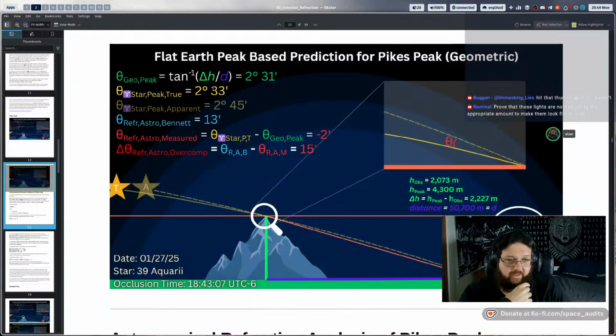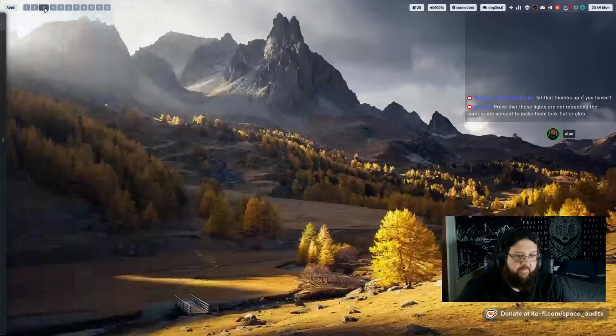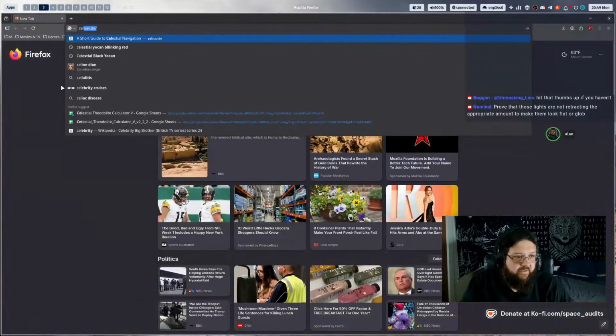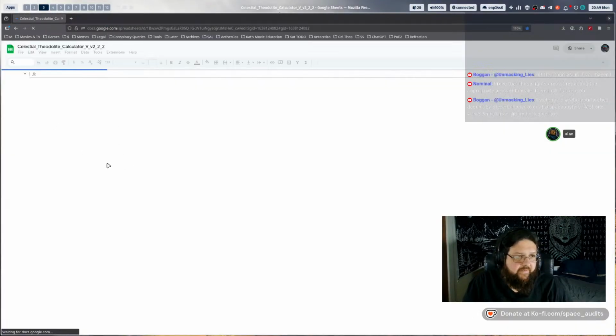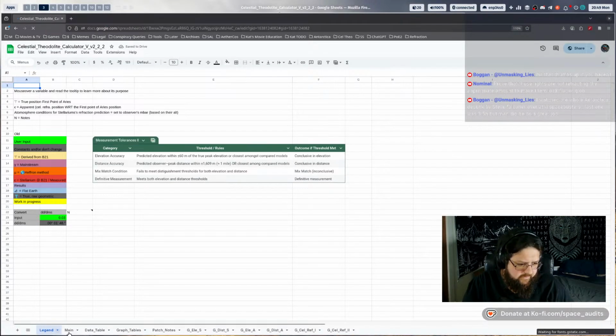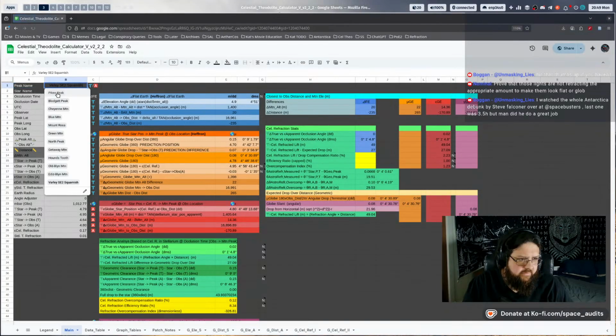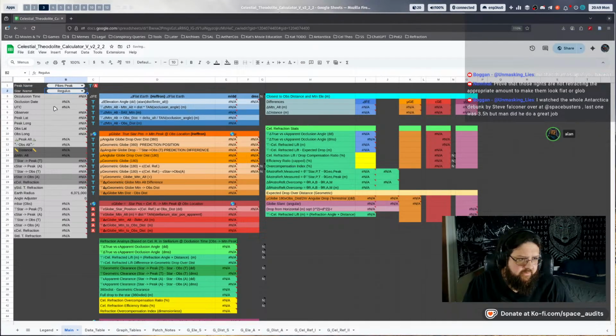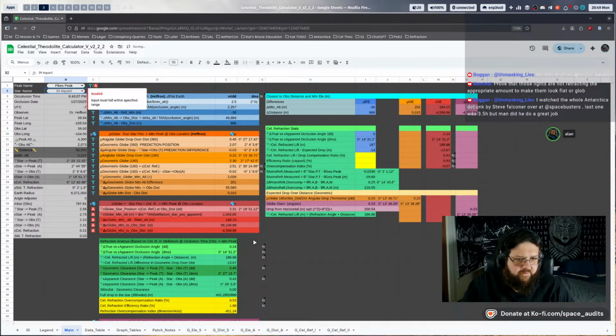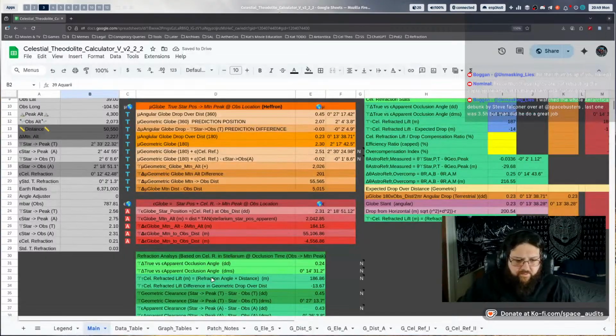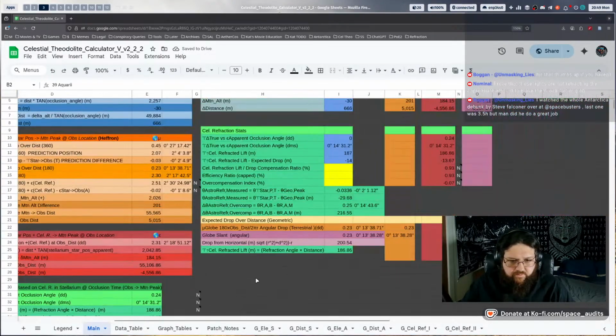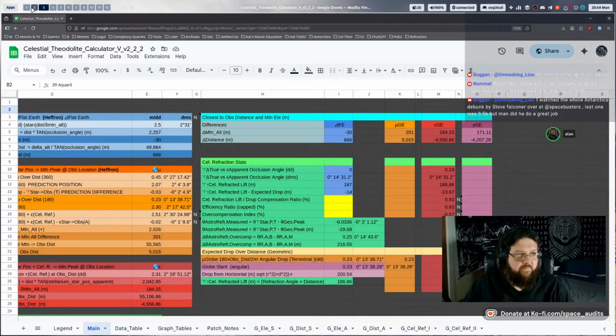So, hang on, let me bring it up so you guys can see it. I didn't include that. That's my bad. Okay, Pike's Peak, Regulus, 39. Okay, so over here, what was I about to show us? Oh, the difference. Okay, yeah.